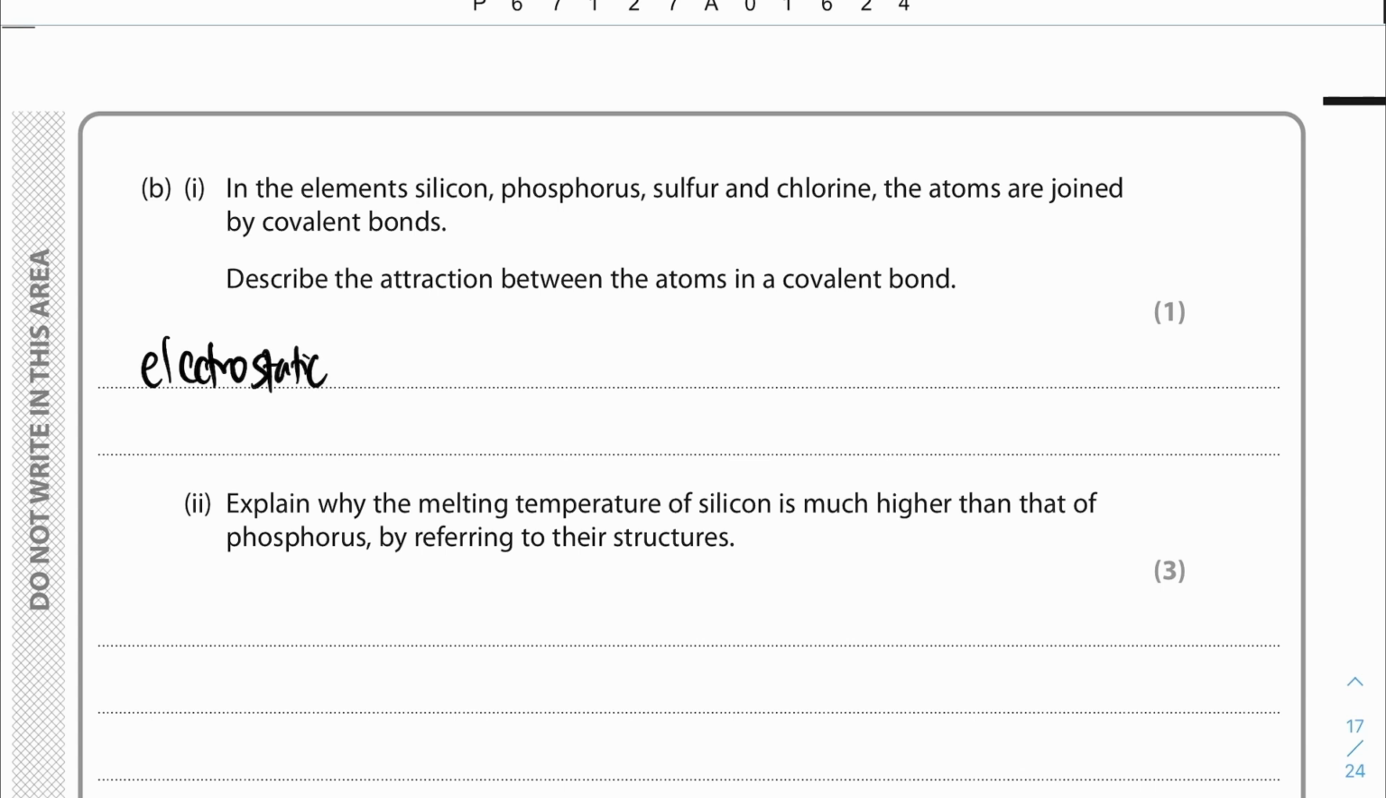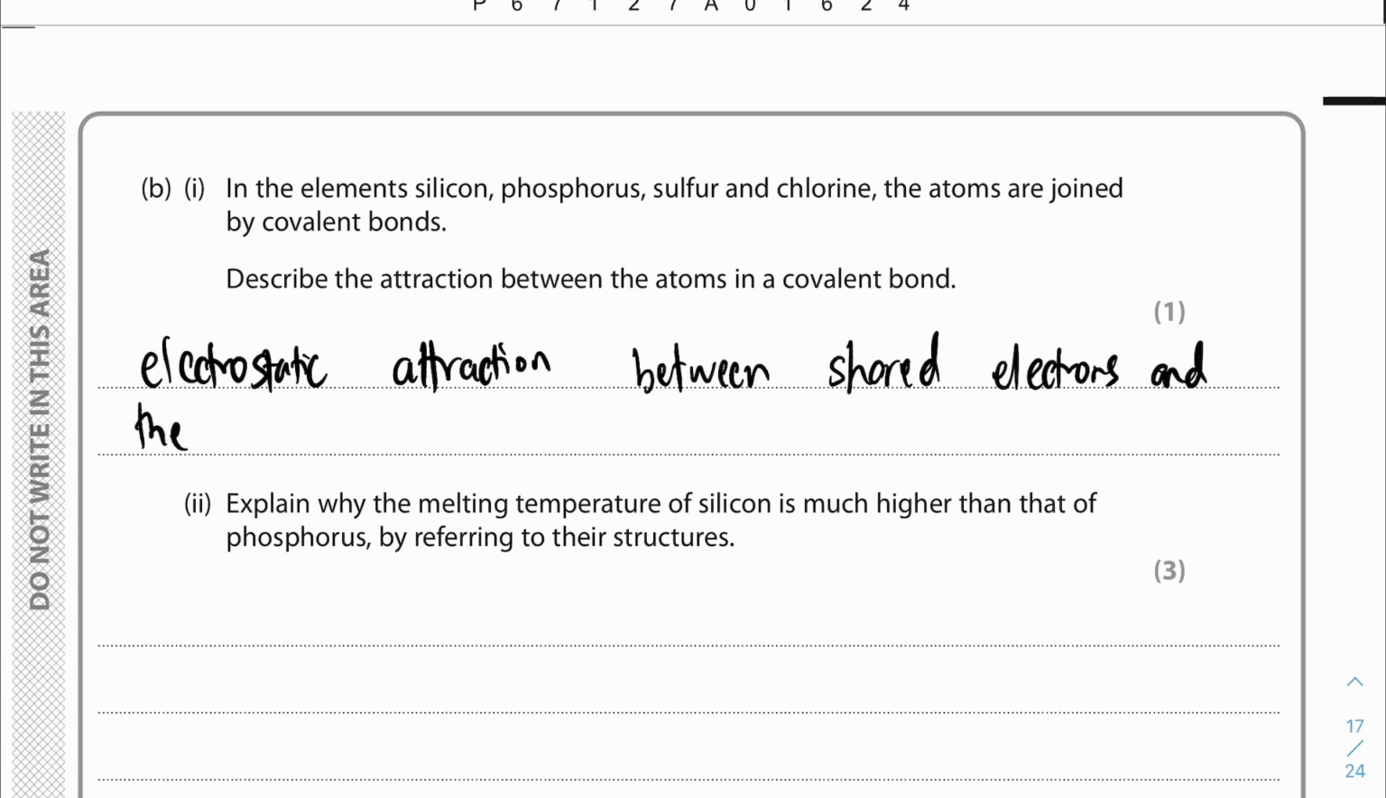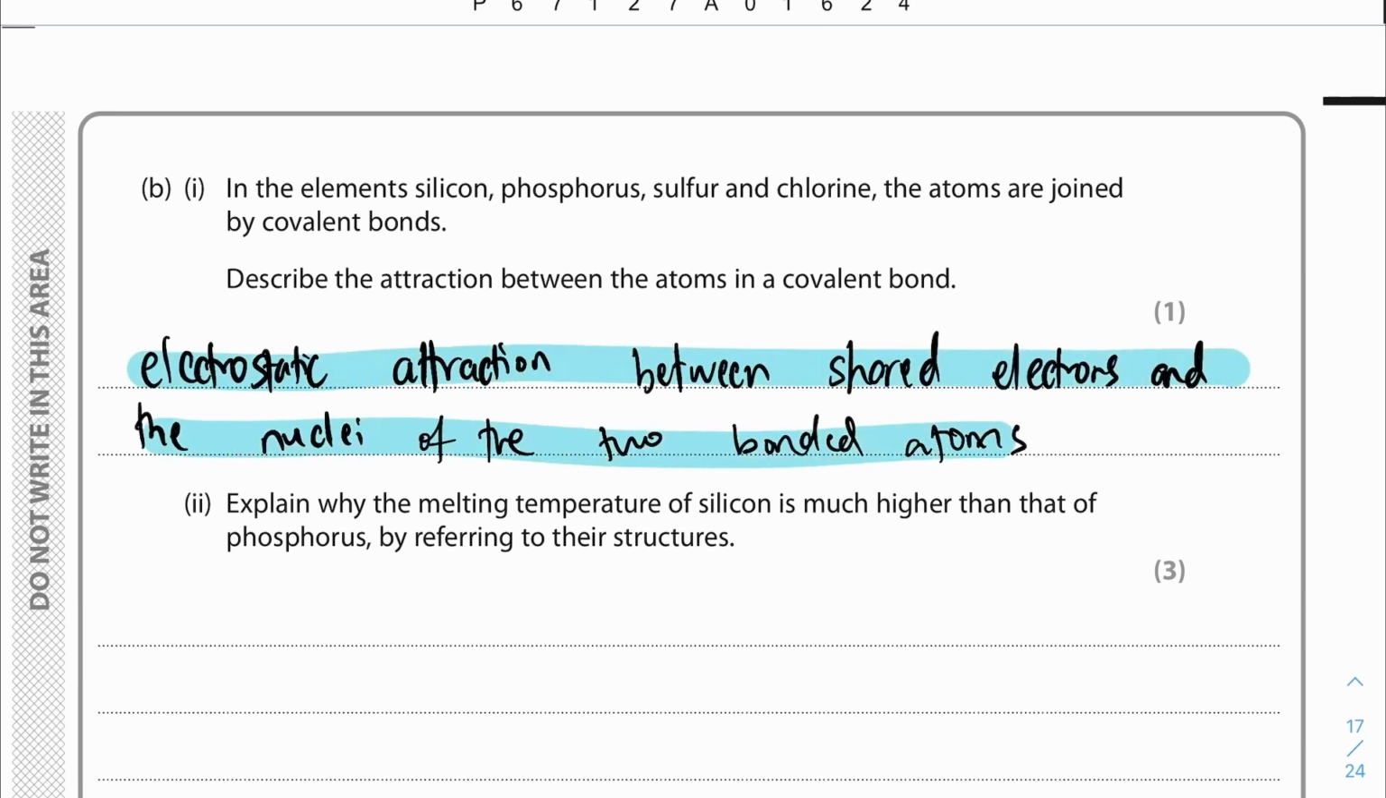So you would say, this is the electrostatic attraction. Electrostatic attraction between what? Between the shared electrons, right? That's what a covalent bond is. Shared electrons and the nuclei of the other bonded atoms, which is basically the center of the two bonded atoms. So electrostatic attraction between shared electrons and the nuclei of the two bonded atoms.